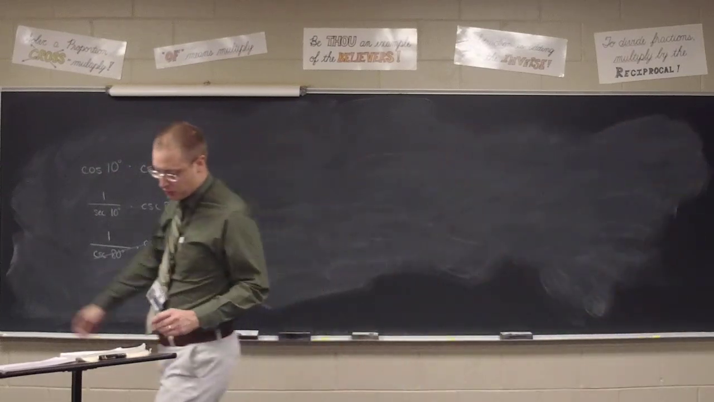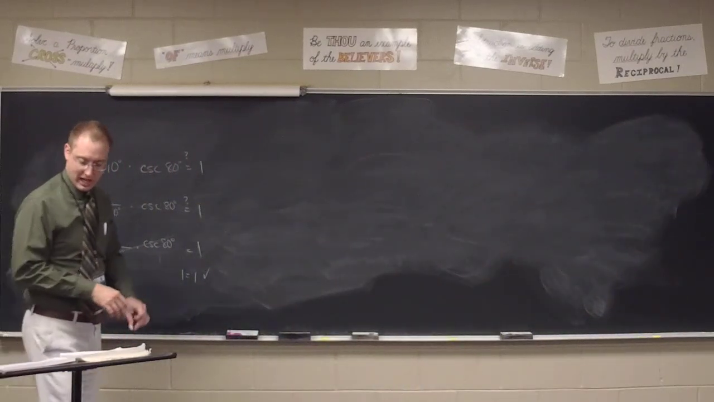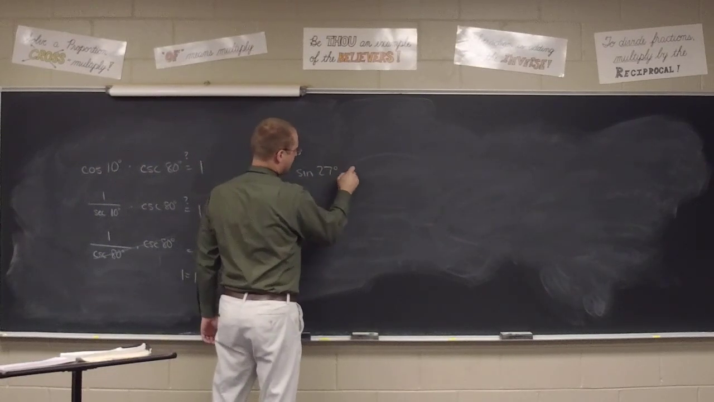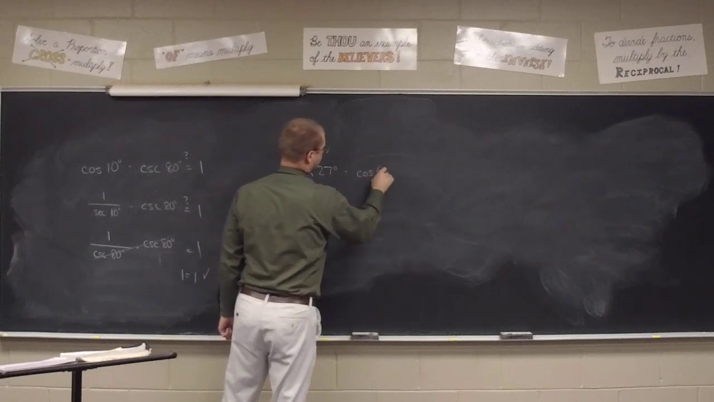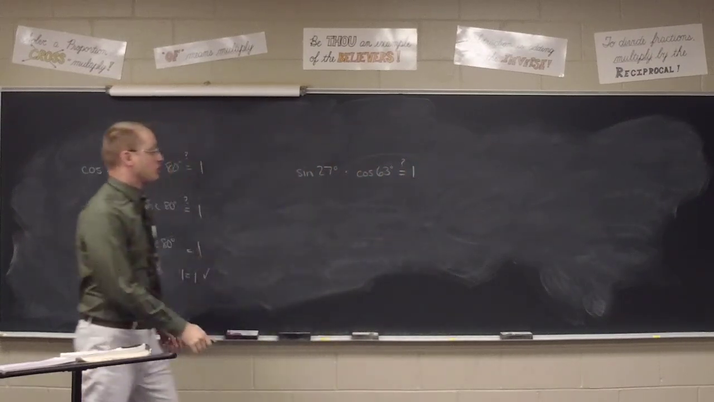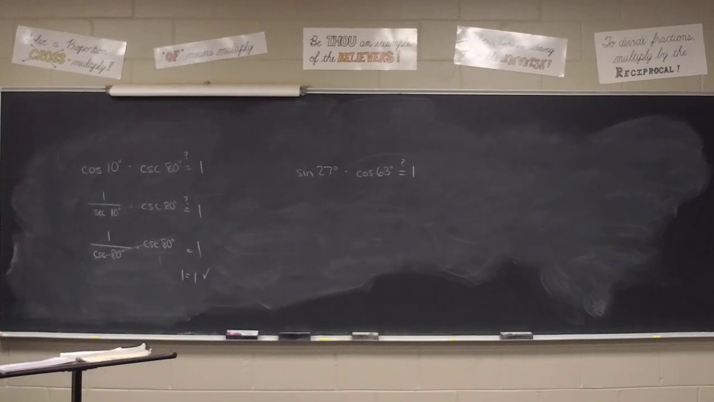Let's take a look at number 36. Write that one down now. Number 36. The sine of 27 degrees times the cosine of 63 degrees, yes or no, equals 1. Now, we could just plug it into the calculator and test, but we're not going to do that yet. We'll do that at the end. For now, we want to try to do what we did here. Get something to match so you can try to cancel something.